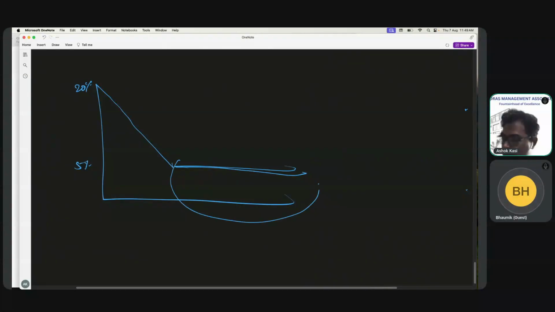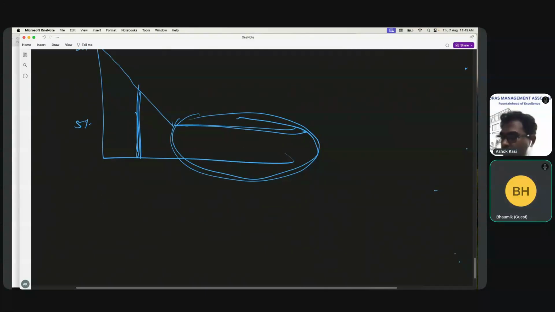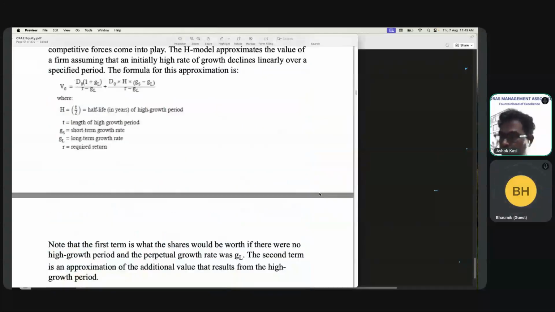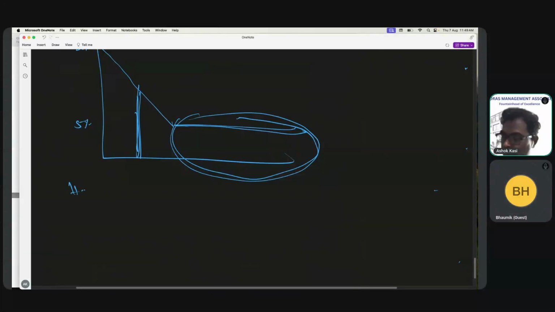So obviously I will categorize this into two parts. One is this one, constant growth, and one is this one, the average in-between growth. Then I will add up these two. That becomes the H model. So first I'll write the formula. This is the formula according to H model.